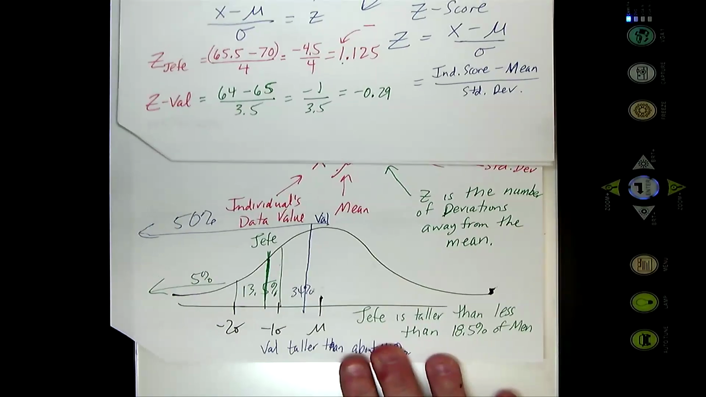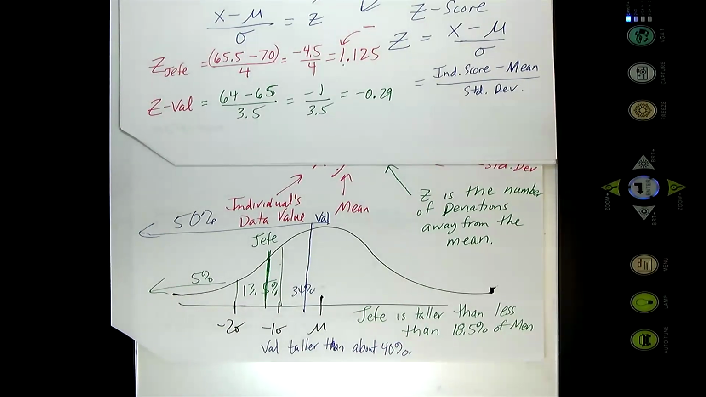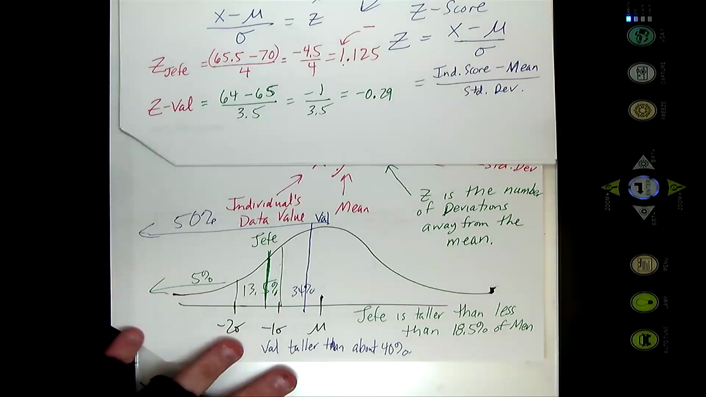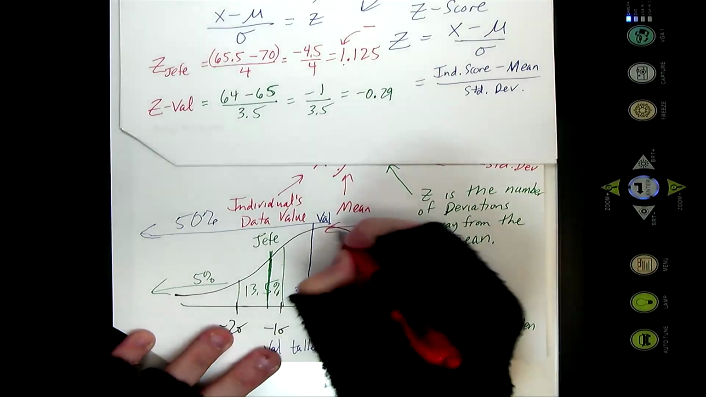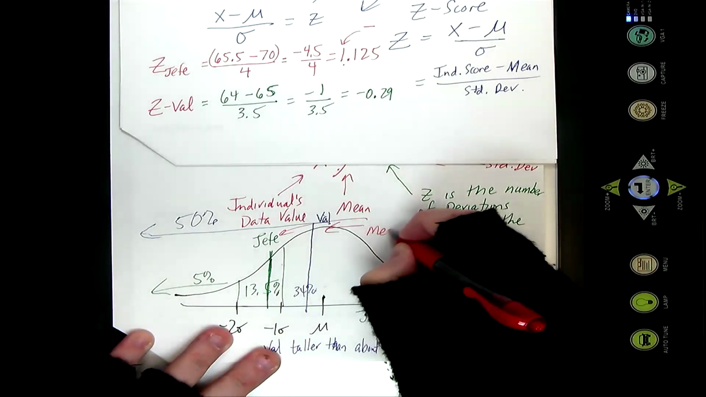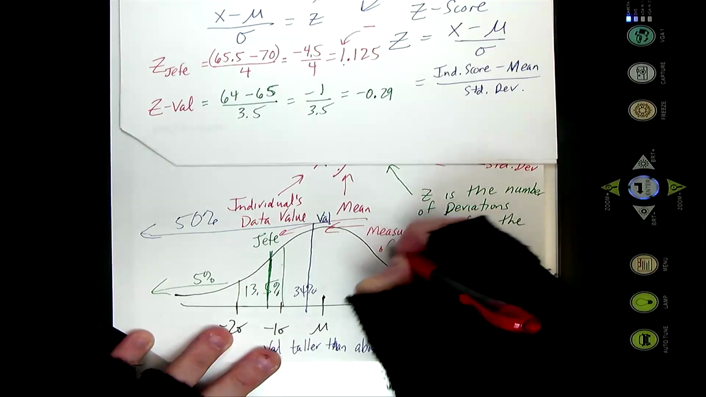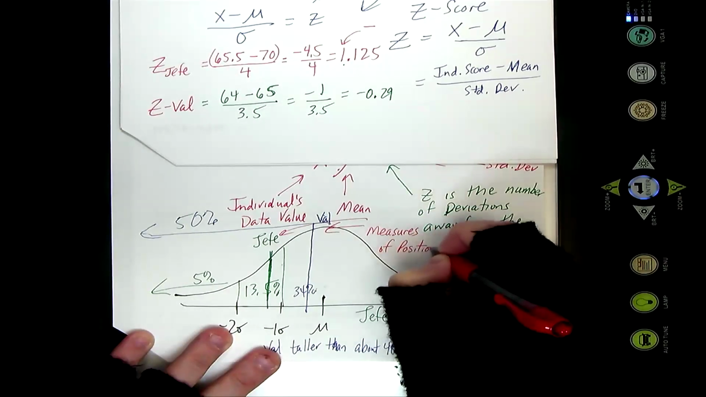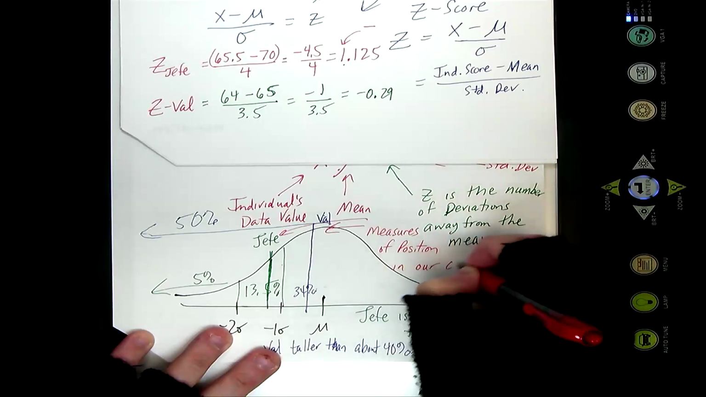That's why this is called a measure of position. These are measures of position in our categories.